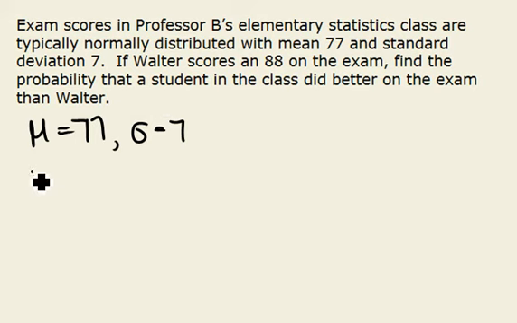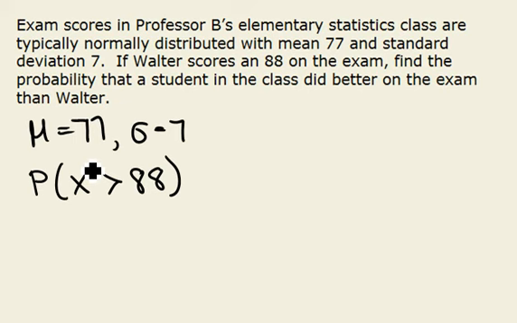So we want the probability of a score being higher than Walter's, which is 88. So we want x greater than 88. Right now, our scores are in terms of a mean of 77 and a standard deviation of 7. That means that we don't have a z yet. We don't have a standard normal. We just have a normal with some other mean and standard deviation.